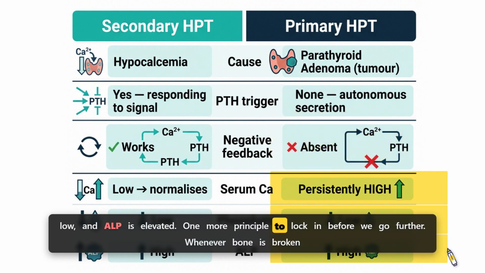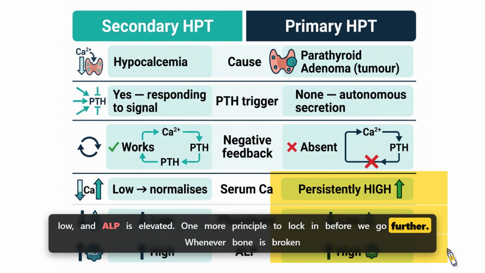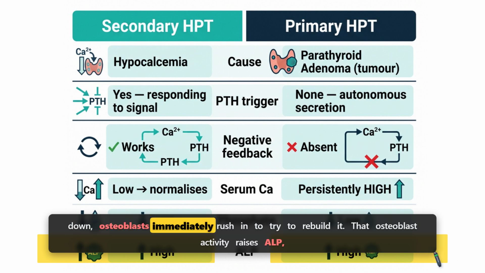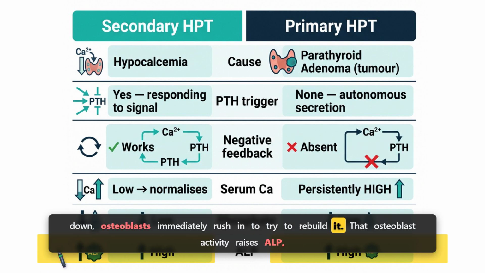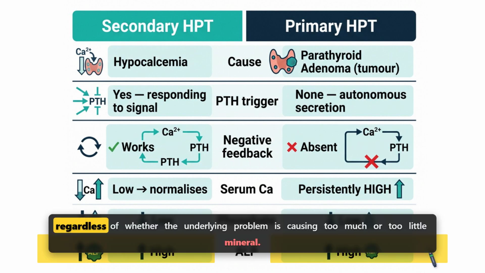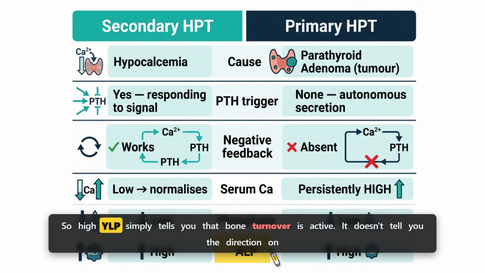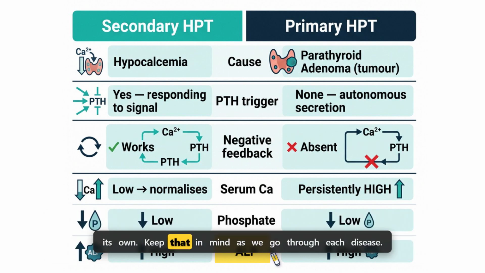One more principle to lock in before we go further. Whenever bone is broken down, osteoblasts immediately rush in to try to rebuild it. That osteoblast activity raises ALP, regardless of whether the underlying problem is causing too much or too little mineral. So high ALP simply tells you that bone turnover is active. It doesn't tell you the direction on its own. Keep that in mind as we go through each disease.